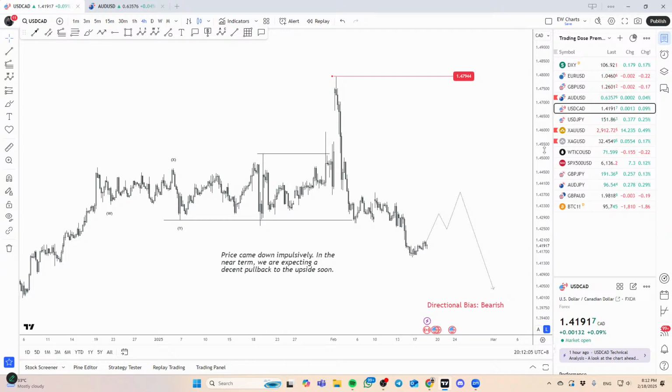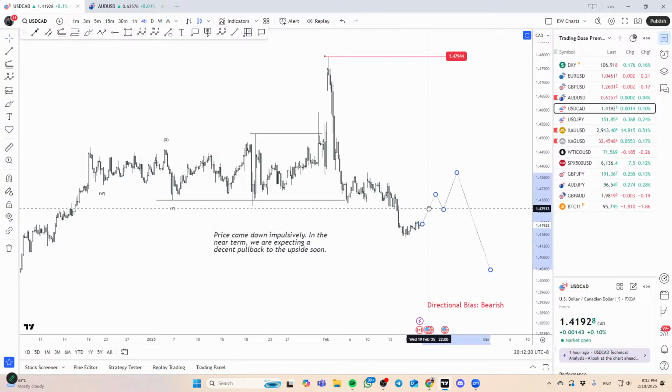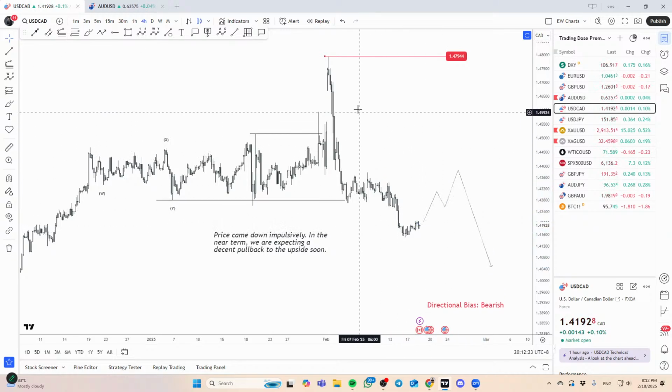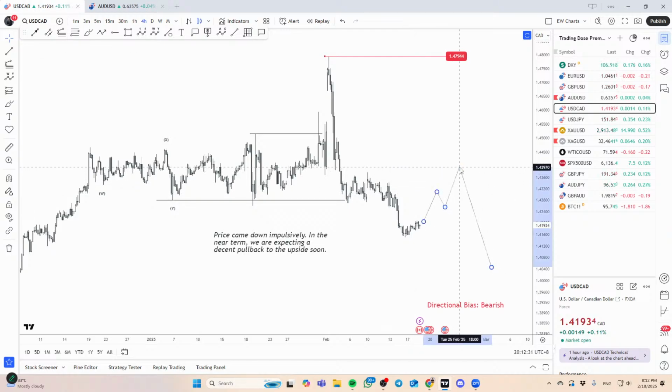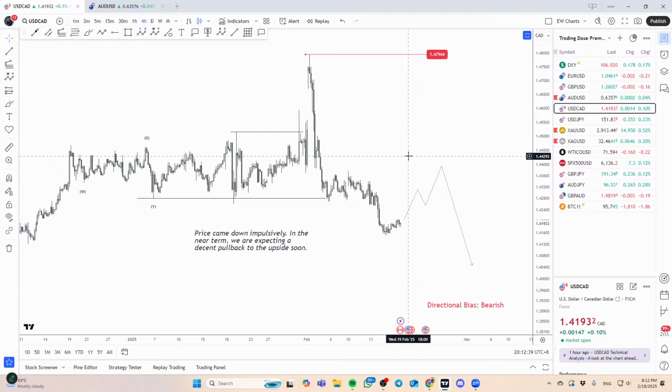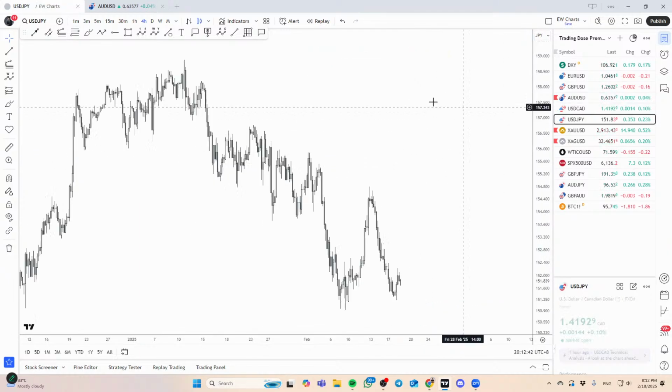Then we have the dollar Canadian. Over here, we're expecting some sort of a pullback. Again, this one is quite similar to the Aussie dollar, where we have this extended move and we're expecting a pullback. But the setup on this isn't there. We have a general sense of direction that we can expect, but we don't really have a setup. So this one, really nothing much. Just keep it as it is as of now.